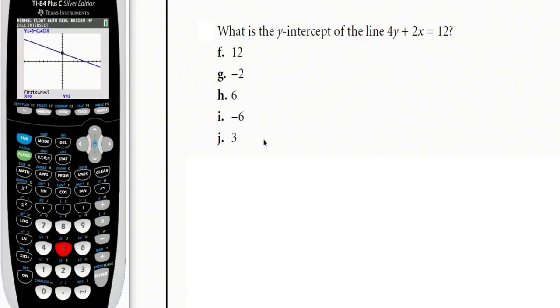Alright guys, don't forget to reset the calculator once you're done. Just press the second button, this plus button, press 7, press 1 and press 2. Okay, and you will be good to go.